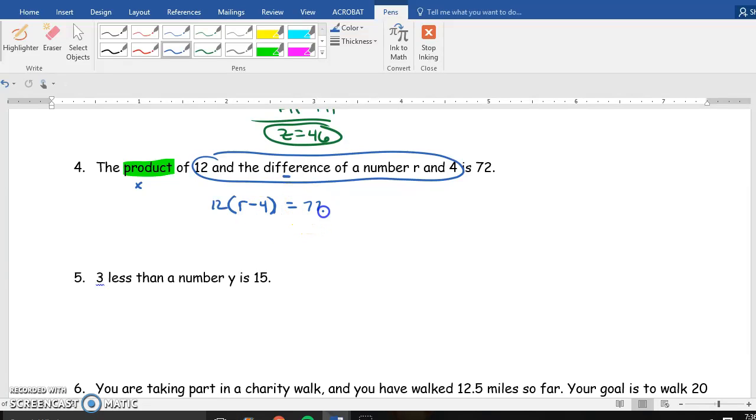is equal to 72. Distribute the 12, 12r minus 48 is equal to 72. 12r is equal to 72 plus 48, what is that, 120? Oh, 12r. And now when I divide by 12, r is equal to 10.